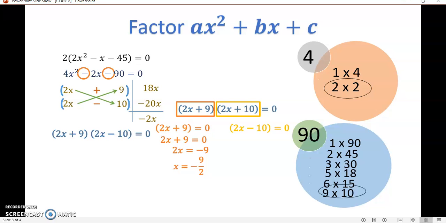But this is an improper fraction. So I'm going to make this improper fraction into a mixed number. And my mixed number will be x equals negative 4 and 1/2.